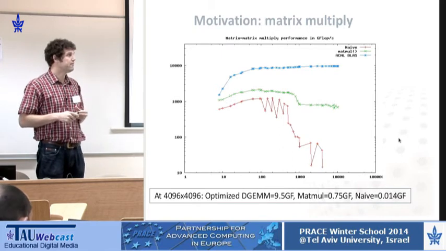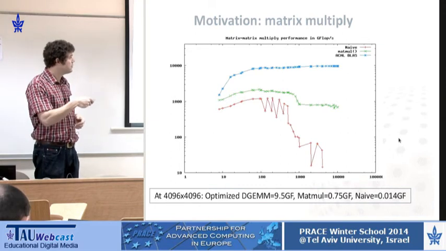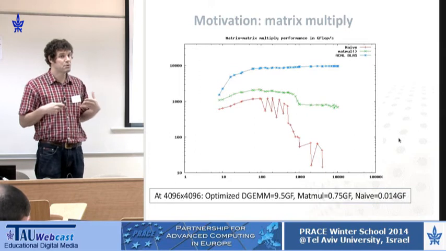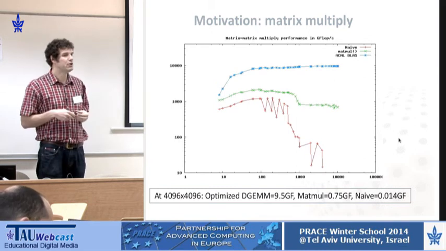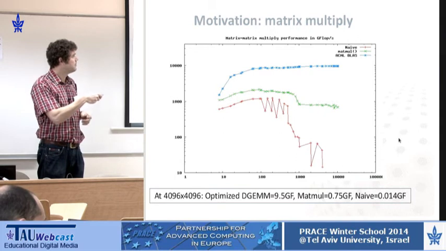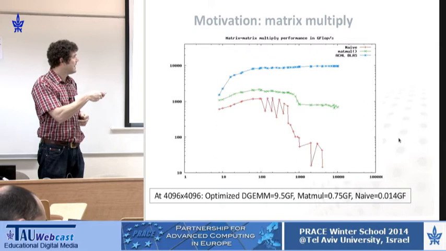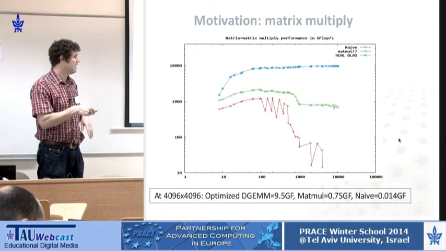If you want to convert that to absolute time, both of these would have the same number of floating point operations. So the ratio of the times is just the same as the ratio between the gigaflops in this and this case. So in time, this can take 100 times less time than this one here.